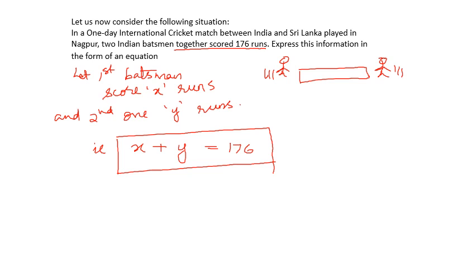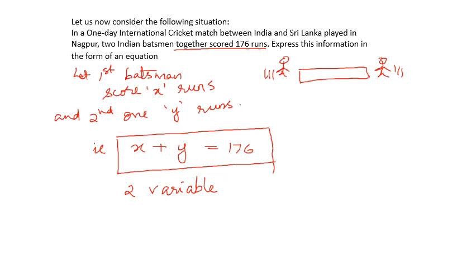So this is what we call linear equations in two variables. There are two unknowns here. We don't know the runs scored by the first one, neither do we know the runs scored by the second one. So there are two unknown things. To both the unknown things we give variables, that is X and Y. X plus Y is equal to 176. That is a linear equation in two variables.